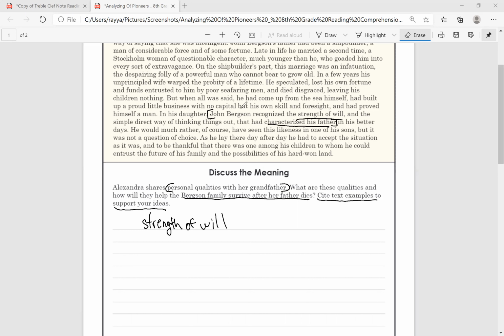You can see things here about how, when you look at the qualities of her grandfather, he had come up from the sea himself and built up a proud little business with no capital. So you can see how his skill and foresight helped him achieve that. This would be the textual evidence you would use to support your answer that Alexandra's sharing of those qualities will help the Bergson family survive after the passing of John Bergson. And so those are just some strategies and some ways of approaching these analyzing passages and then responding to a short answer question such as this.